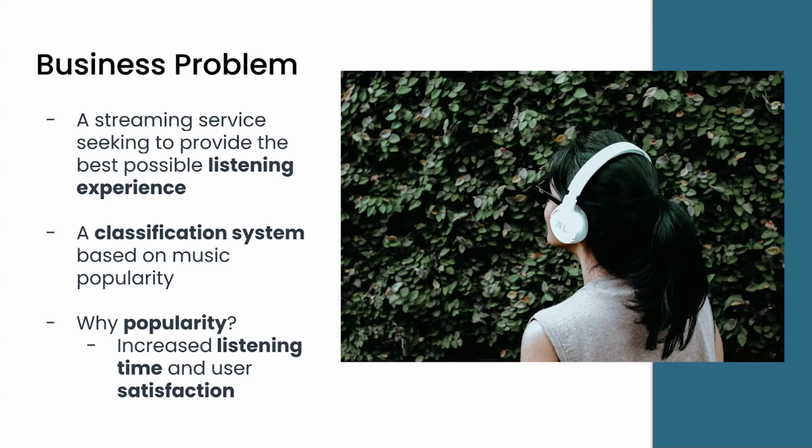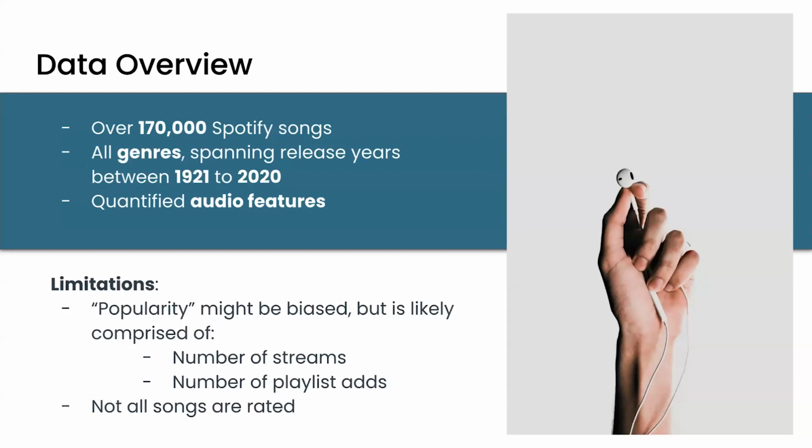For a streaming service, the goal is to provide the best possible listening experience for the user. Recommending songs that are popular will likely increase listening time and user satisfaction within the app. The dataset used for the analysis contains over 170,000 Spotify songs of all genres, spanning release years from 1921 to 2020. They each include quantified audio features, which I'll explain in the next slide.